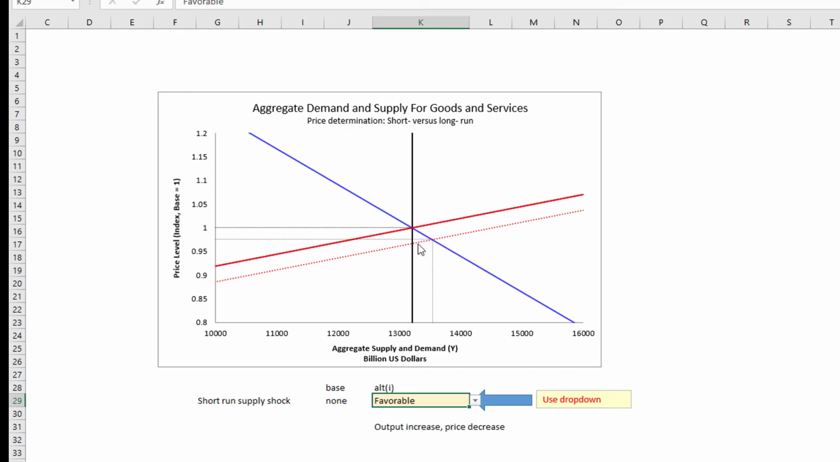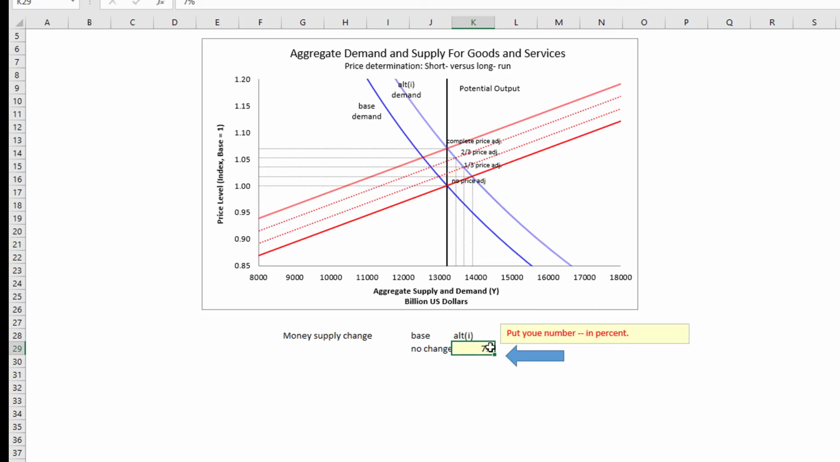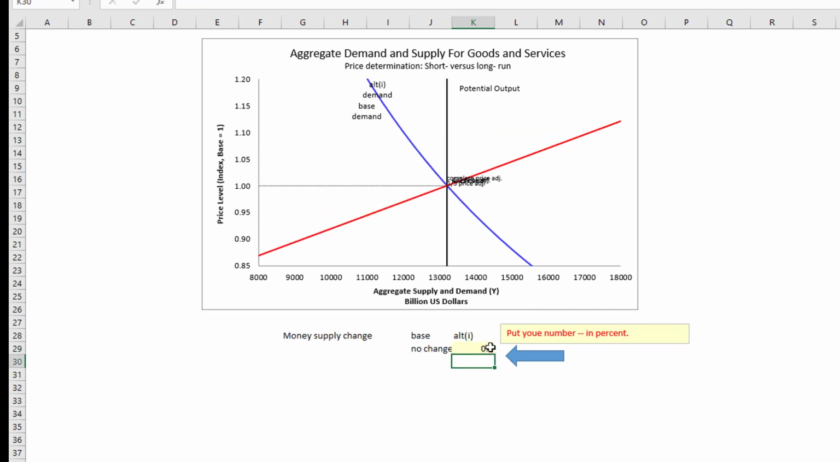So once again, this tool gives you perhaps a more realistic view of the short-run aggregate supply curve. But in terms of money and prices, the long-run story is basically the same. We're just modifying the short-run story.